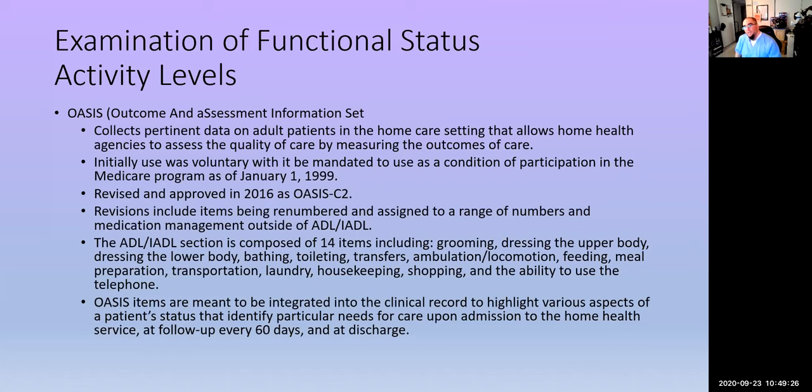It includes numbers being renumbered and assigned to a range of numbers for medication management outside of the ADLs, IADLs. The ADL, IADL section has been increased to 14 items, including grooming, dressing, dressing the lower body, bathing, toileting, transfers, ambulation, feeding, meal prep, transportation, laundry, housekeeping, shopping, and the ability to use the telephone. So if I'm doing an OASIS on a patient, I have to observe them doing all of those.